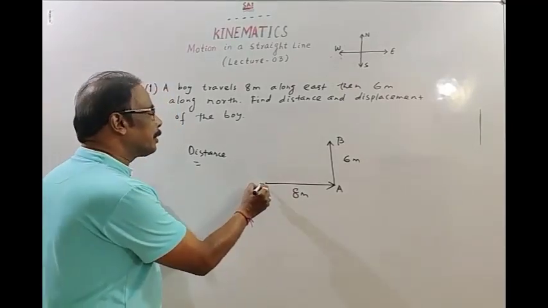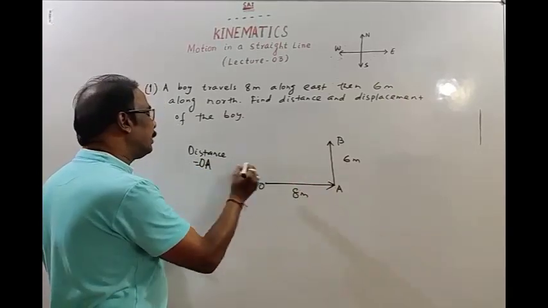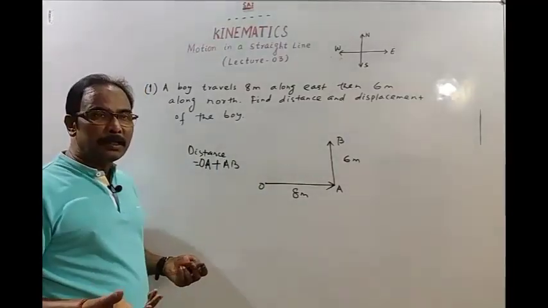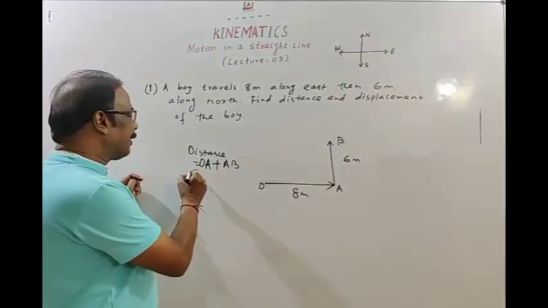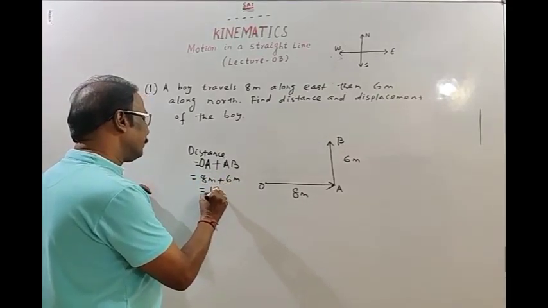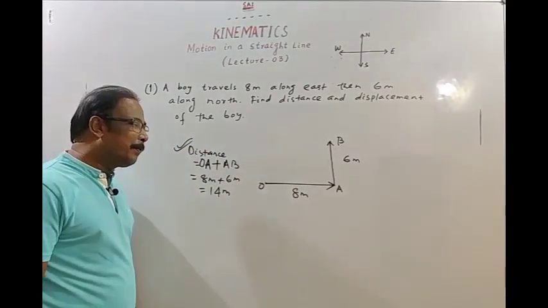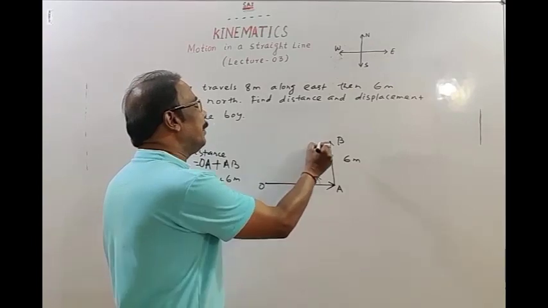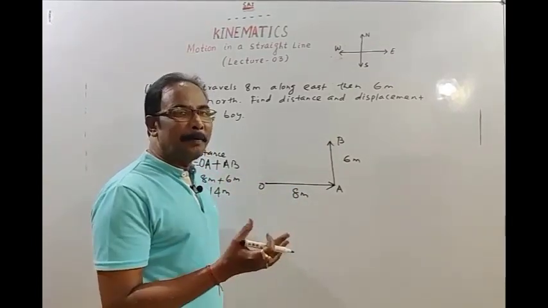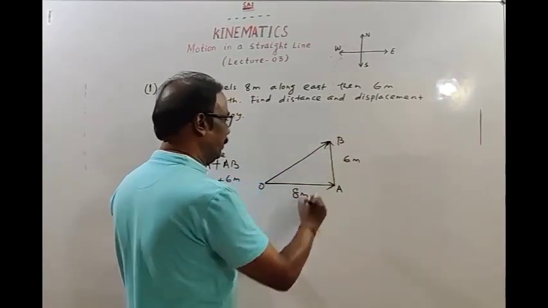The boy starts from O, moves to position A, then path length is OA. Then from A to B, irrespective of direction. So path length OA is 8 meters, path length AB is 6 meters, then 14 meters is distance traveled by the boy. Then we have to find displacement. O is initial point, B is final point, then displacement is shortest path directed from initial to final point. So displacement is OB.